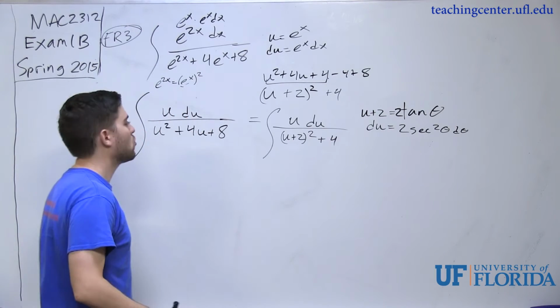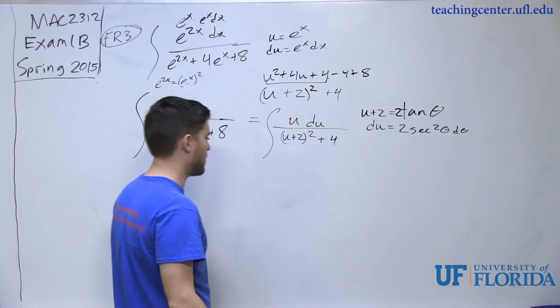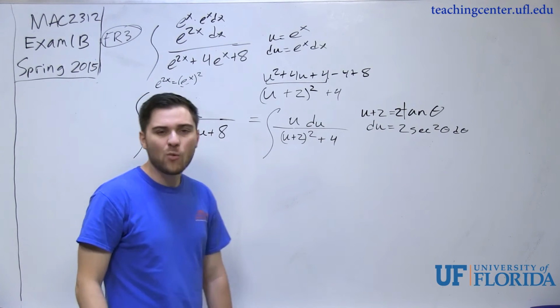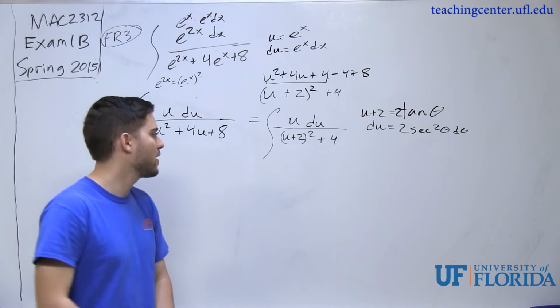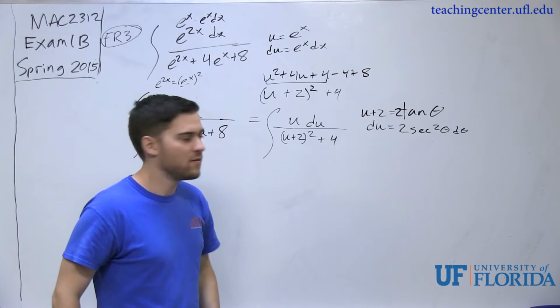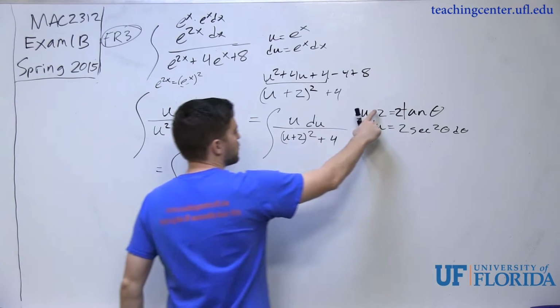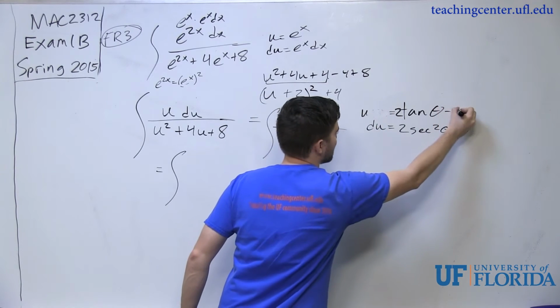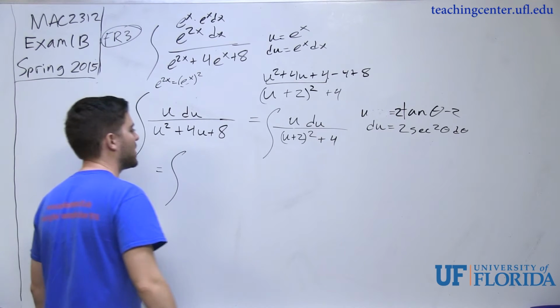Okay, so we're almost good, except for one last thing. I have a u term up here. It isn't really helping anything out. It's only kind of making our lives more difficult, but we still have to account for it. So what I can do is I can subtract this 2 off. I have something to plug in for that top part. So now, u minus 2 is equal to 2 tan theta minus 2.